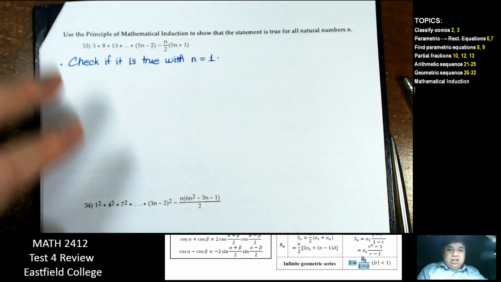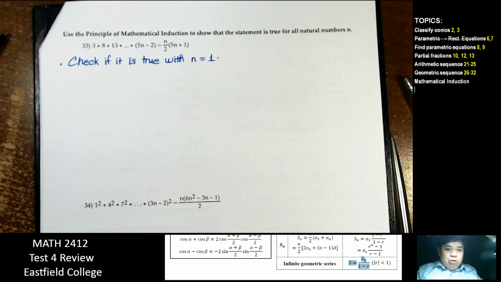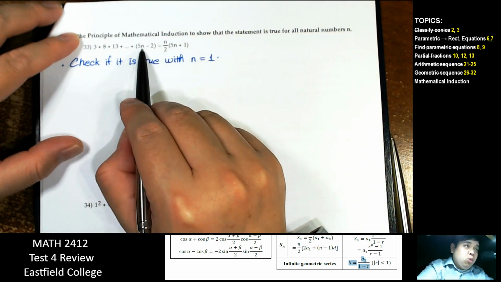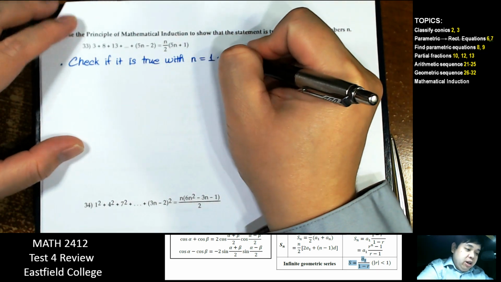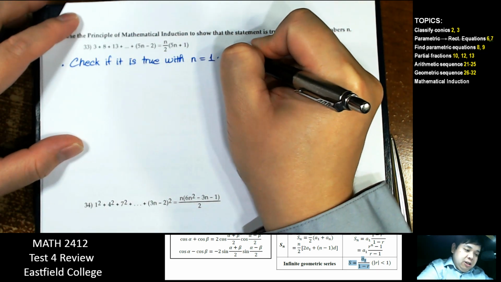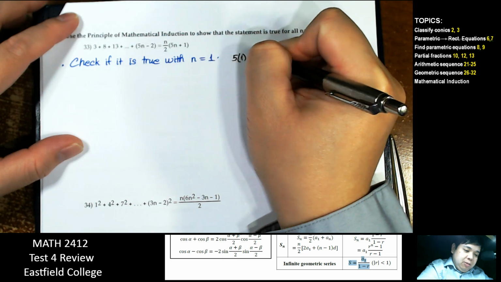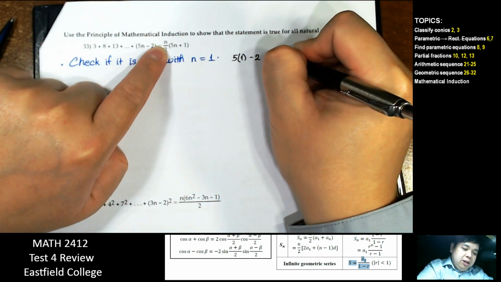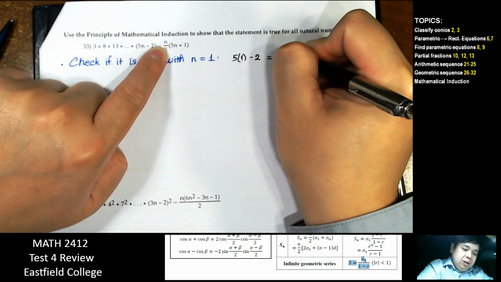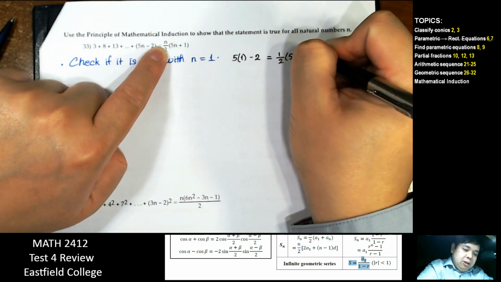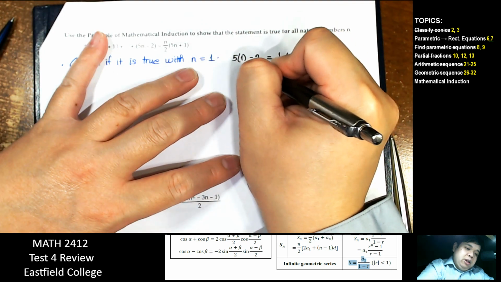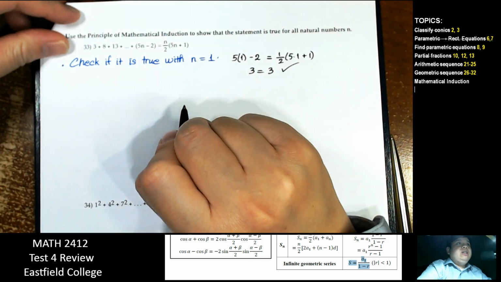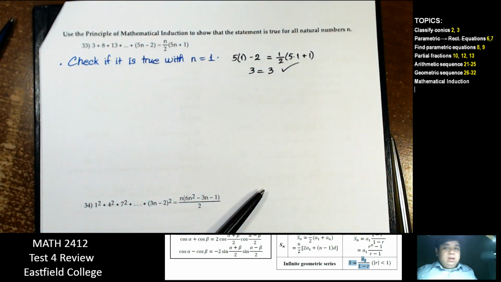And this should be the case, otherwise we say that is false and we don't need to prove anything, right? So when n equal to 1, we're going to put 1 in here, and that's all we have on the left hand side. I'm going to put 1 in for n. So the left hand side is 3, the right hand side is 6 divided by 2 is 3. So yes, that checks. So it is true with n equal to 1.